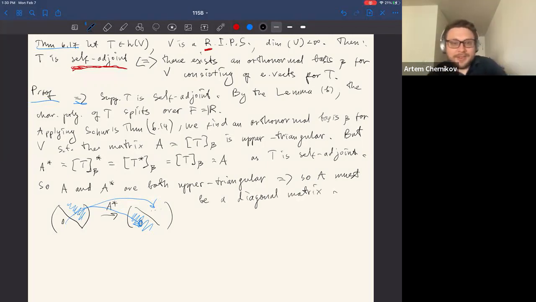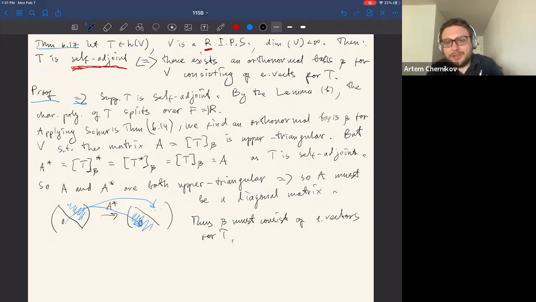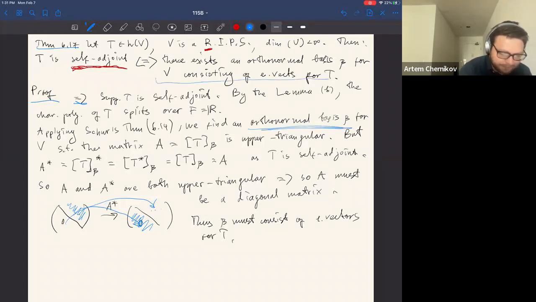Okay, but this is quite good, because we found a basis with respect to which we have a diagonal matrix. Then it's automatic that beta must consist of eigenvectors for T, because A is the matrix representing T with respect to beta. If you act by this operator on some vector in the basis, all that happens to it is that it gets multiplied by some entry on the diagonal. That's exactly being an eigenvector. So we found a basis consisting of eigenvectors. But remember, we chose beta to be orthonormal. So we have an orthonormal basis beta, which means we have proved the right-hand side. So this implication holds. Makes sense to everyone? I'll pause for a second here.